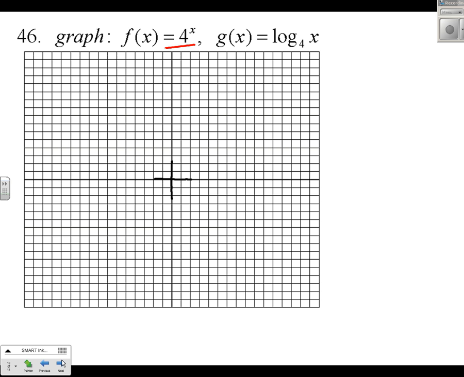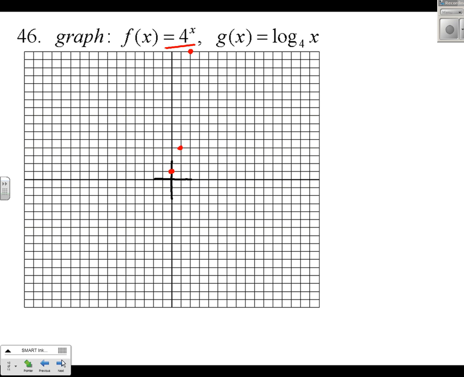By that I mean if I put in 0, 4 to the 0th is 1. So 0 gives me 1. Put in 1, 4 to the first, I get 4. Put in 2, I get 16. Just enough room up here. And this thing's growing like crazy now.